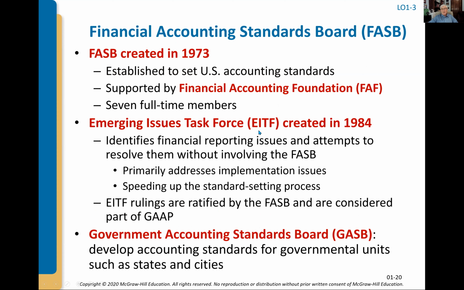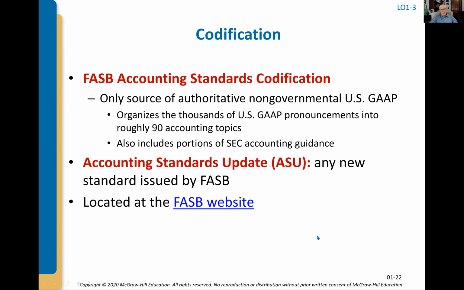Maybe less important, but still matters, the Emerging Issues Task Force was created in 1984. Because it takes time to get a rule through the FASB, and sometimes companies have new types of transactions or complexities, the EITF can pass some rules earlier than the FASB does their final rule. And then we have government accounting standards too, done by the GASB, the Government Accounting Standards Board, because government accounting is different than private, for-profit companies.